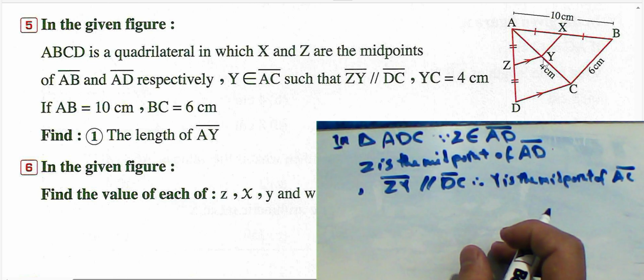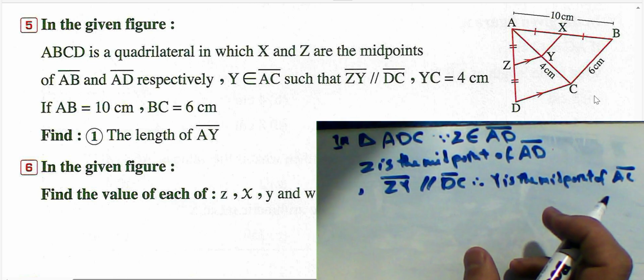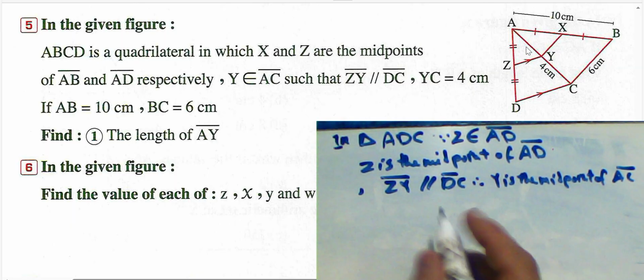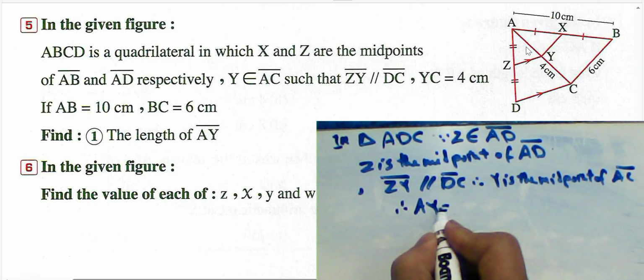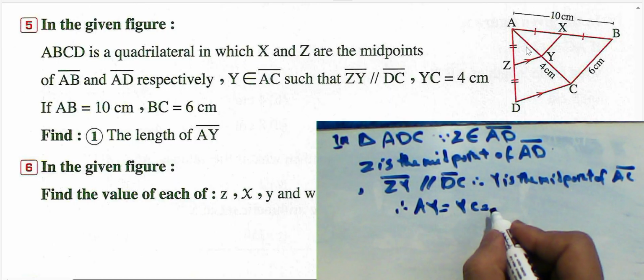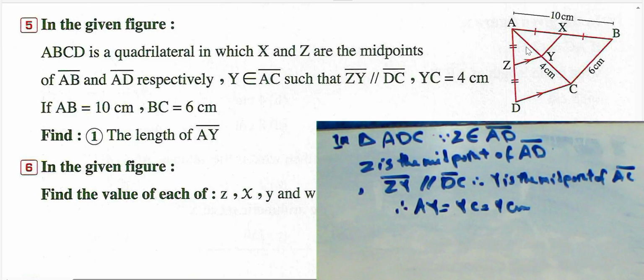Understood now? Then he gives me the length of AC. No, he gives me YC as 4 centimeters. Then the length of AY is equivalent to YC, which equals 4 centimeter. They are equivalent. The length of each one of them equals 4 centimeter. Next step, the given figure. Okay, stop. Okay, last question.